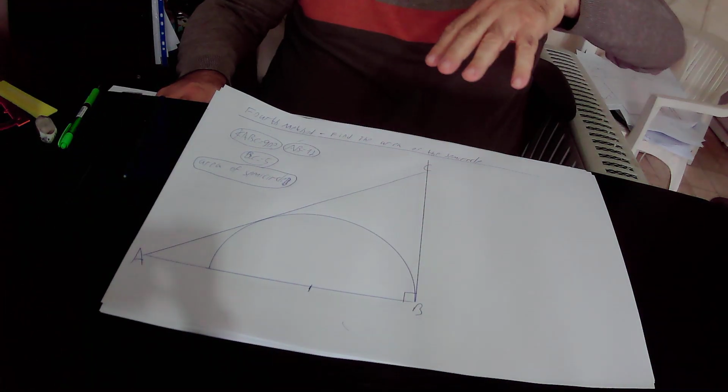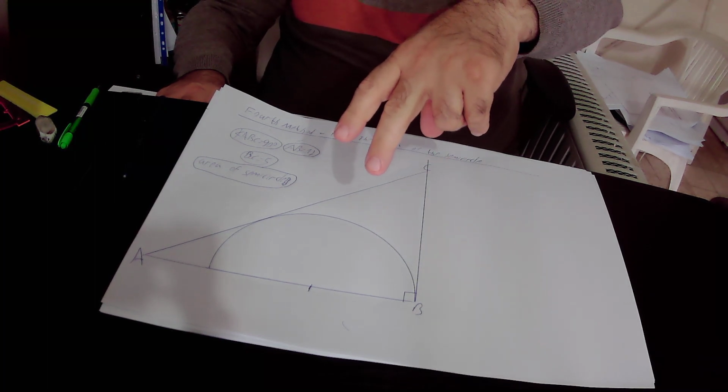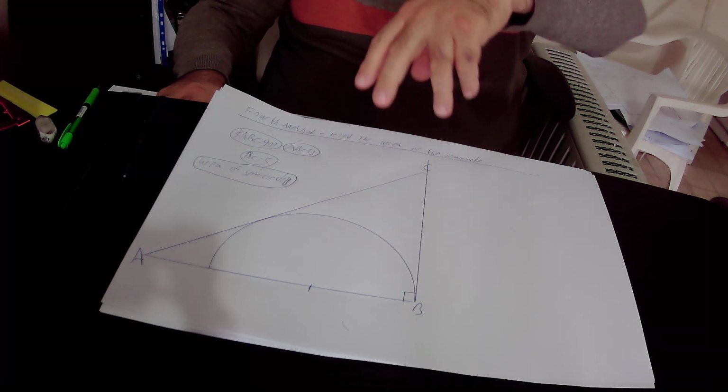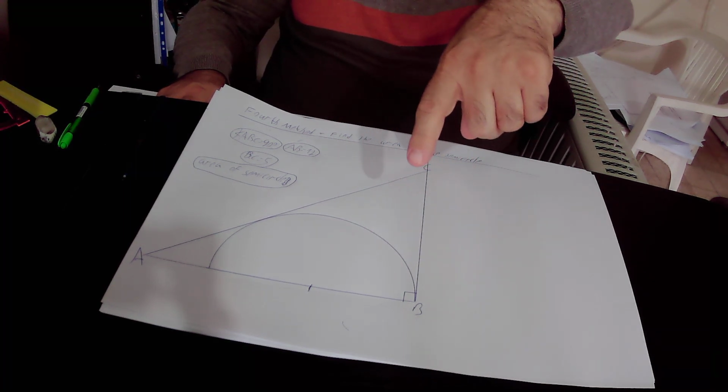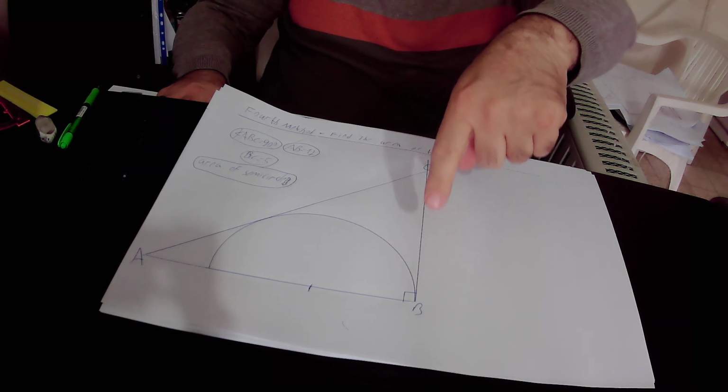Now, in this lecture, we'll find out the area of the semicircle using 4 different methods. In the drawing, we have a semicircle that is inscribed by triangle ABC. Triangle ABC is a right triangle, angle ABC equals 90 degrees.